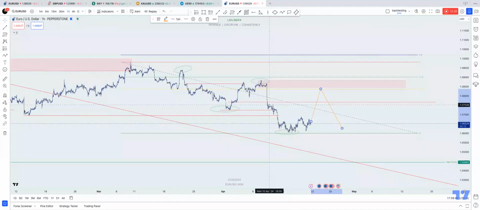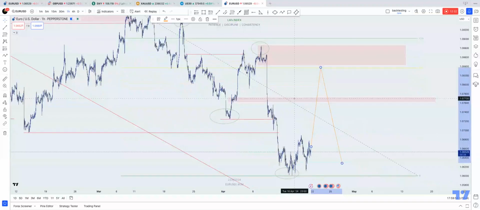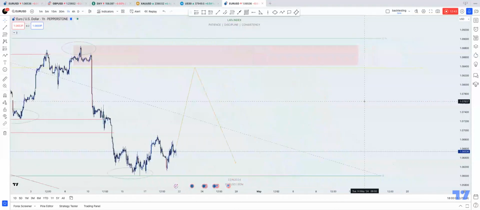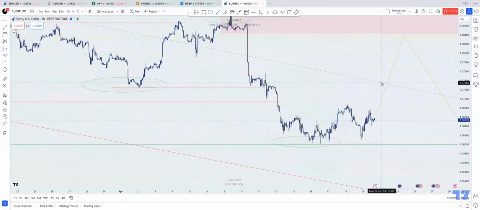That tells us this area here, this high, is definitely going to be liquidated, right? I'm not expecting price to come here. I'm expecting price to rally all the way up here. So we know where we're targeting.